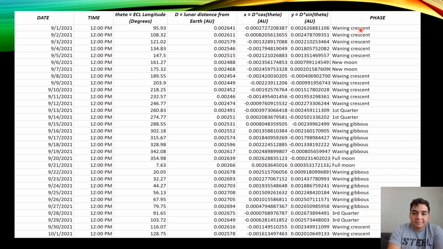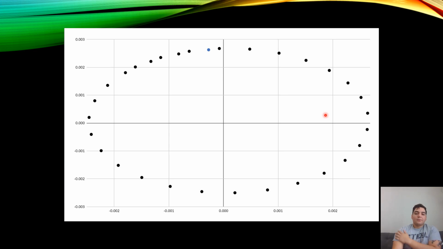And then on the right, we have the phases of the Moon for each given day. So if we plot the information here on a scatter plot, this is what we get. We get this perfect ellipse, or almost perfect ellipse.